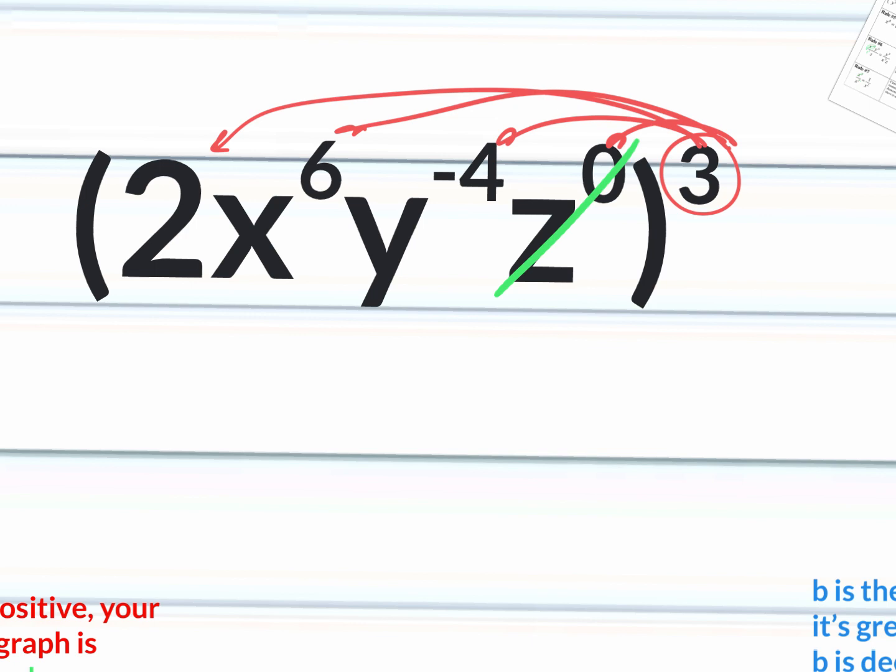So what do we really have here? We have 2 to the 3rd, x to the what? 6 times 3 is 18. Yeah, power to a power, multiply. And then y to the what? To the negative 12. Okay. So we distributed. That was one rule. We canceled out the z to the 0.